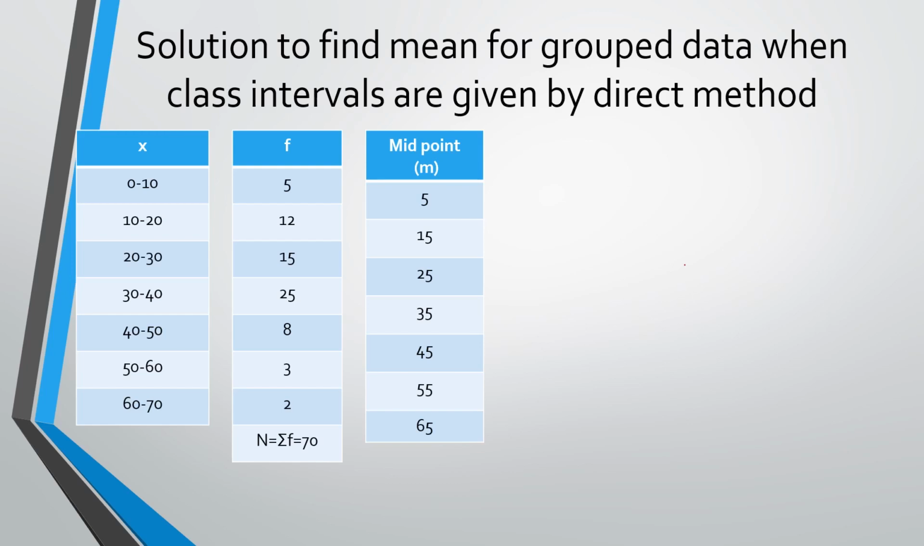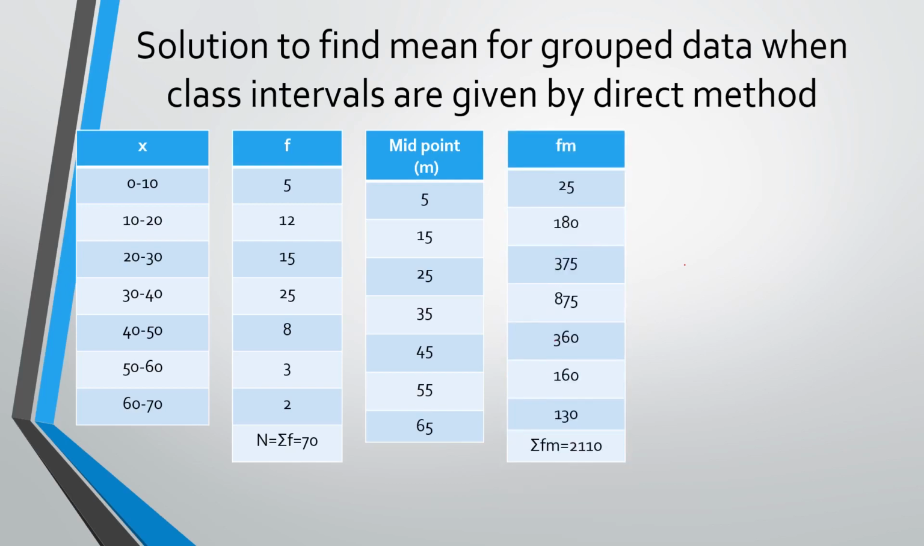Then the next column is the product Fm. So that Fm we get as f into m, that is 5 into 5 is 25, 12 into 15 is 180, 15 into 25 is 375, 25 into 35 is 875, 8 into 45 is 360, 3 into 55 is 165, 2 into 65 is 130. Then you need to find the summation of Fm, and this summation of Fm is equal to 2110.